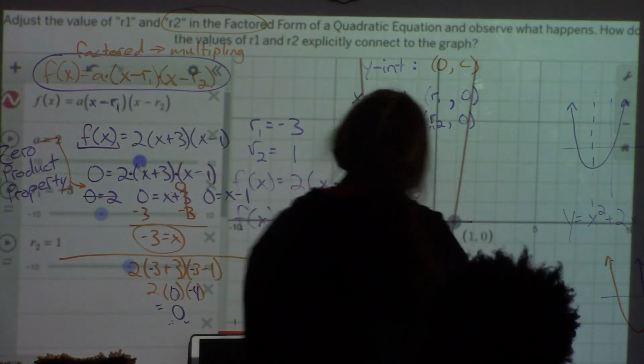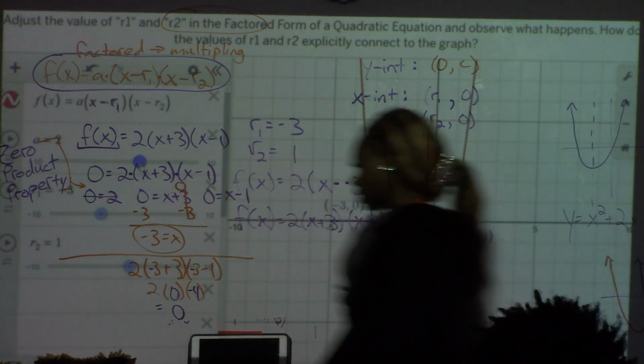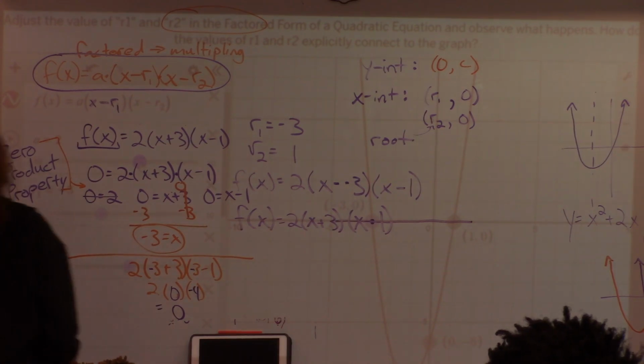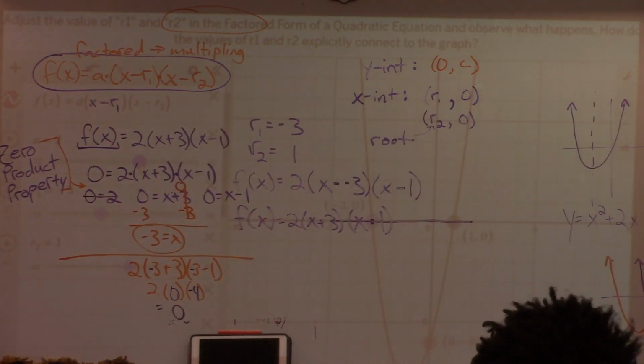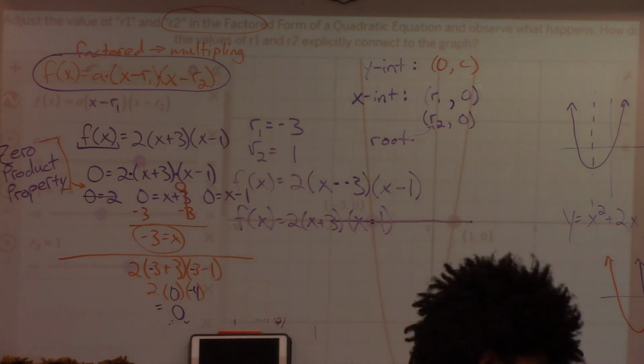Well, what you did there? Say again, Dakari? So we're gonna do stuff like that? No, never, ever. Notes on your factored form, and then you're going to have some practice with this.